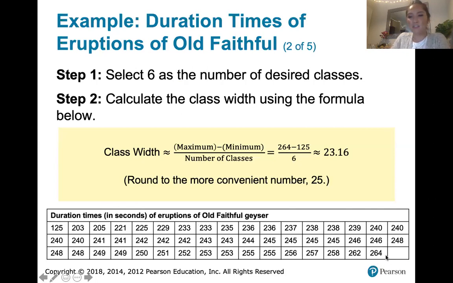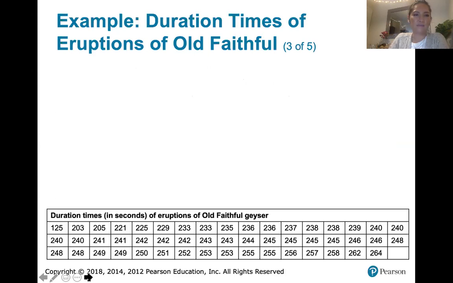So the maximum is 264 seconds, and the minimum is 125 seconds. So you just subtract those and divide by 6, you get 23.16, and then you're going to round to a convenient number. You always want to round up, so we could have rounded to 24. I chose to round to 25 because I think we're all comfortable with multiples of 25. So you've got the class width.